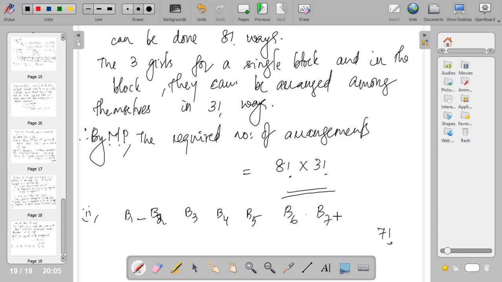The girls can be seated in any of these 6 positions. Since the end positions are occupied by boys and girls must not be adjacent, the possible positions are 6. So in these 6 positions 3 girls have to be arranged. That can be done in 6P3 ways. 6P3 is 6 factorial by 3 factorial, that is 6 into 5 into 4. Now take the product of these by using the multiplication principle, and we will get the required number of arrangements.